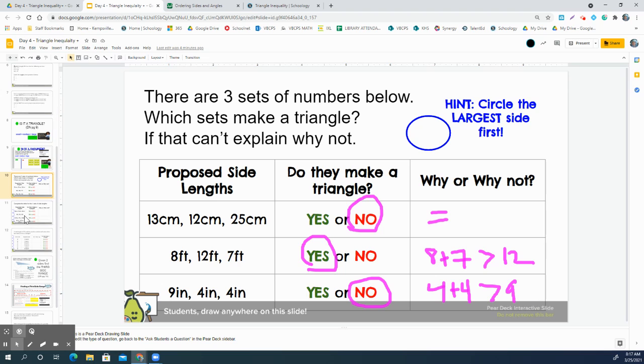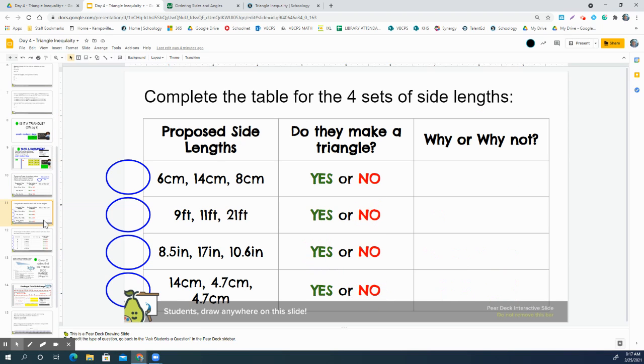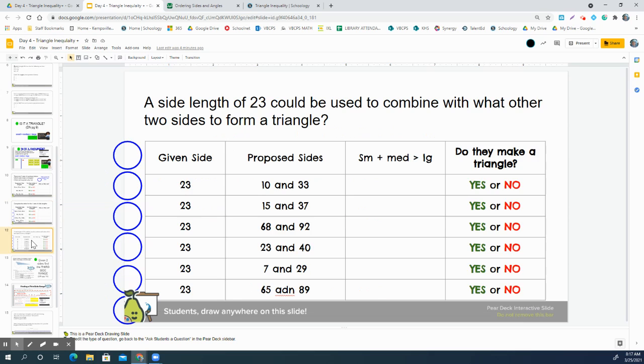So let's look at slide 11. I don't know that we need to do these because I think you guys have got this, right? Do we need more practice with slide 11 or slide 12? I think you guys are good.